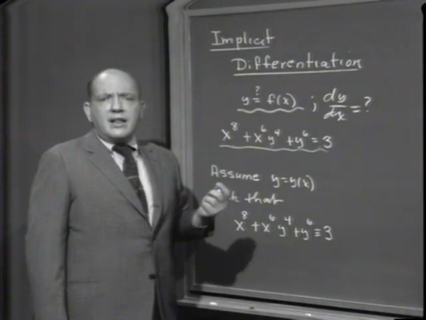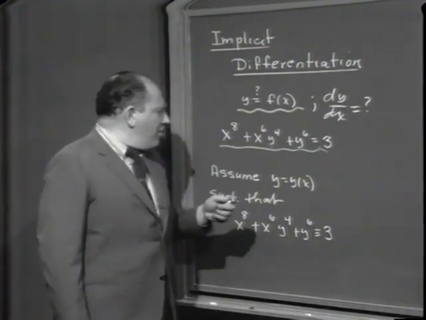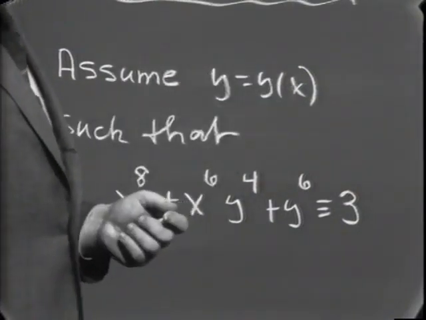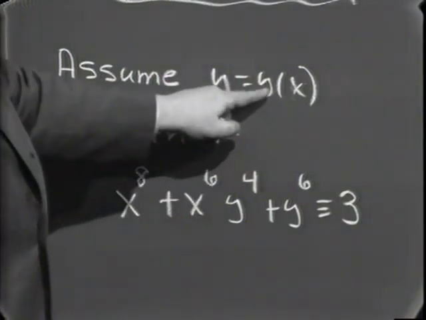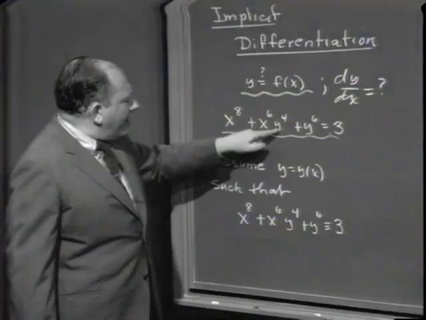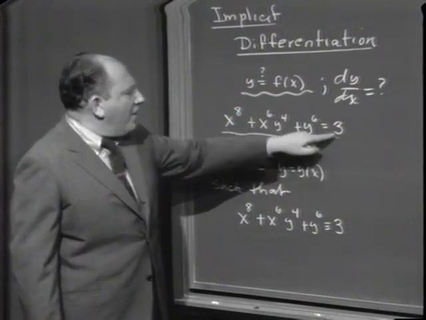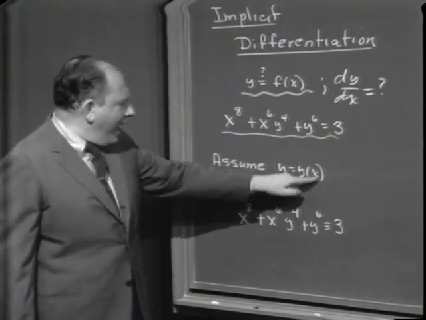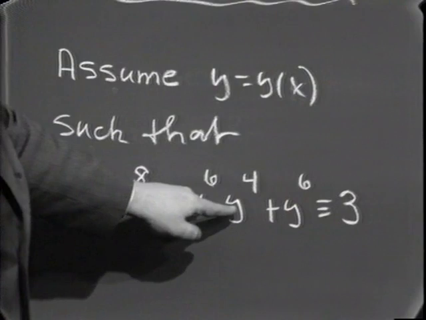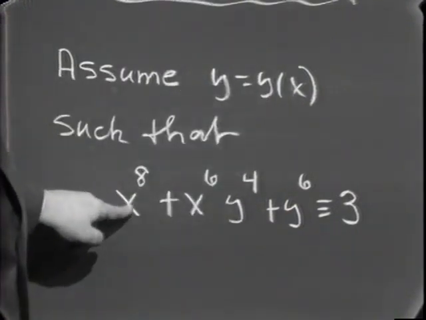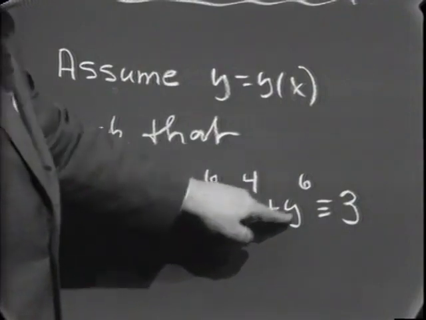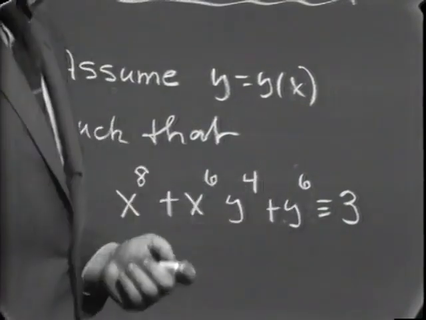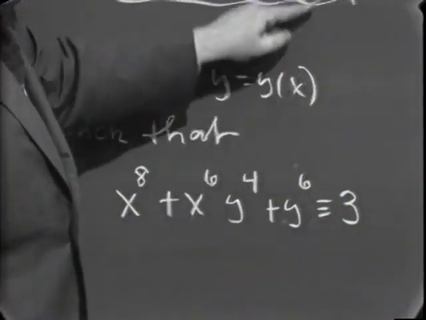But for the time being, let's review what that tacit assumption is. Essentially what we say is, let's assume that y is a particular function of x. What particular function of x is it? Well, it's that function of x such that when you replace y by that function of x, this becomes an identity. And this is what I want to talk about next. You see, assume that y is that function of x such that when you replace y in terms of x, x to the 8th plus x to the 6th y to the 4th plus y to the 6th is identically 3. And notice the use of the 3 lines here to indicate the identity as opposed to the 2 lines to indicate the equality.